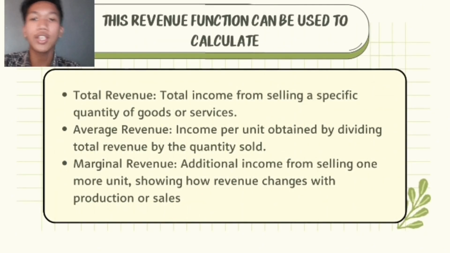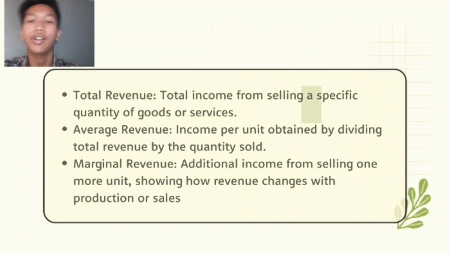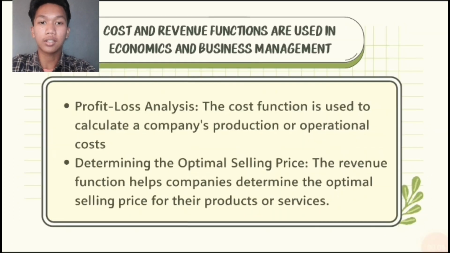This revenue function can be used to calculate number 1, total revenue, total income from selling a specific quantity of goods or services; number 2, average revenue, the income per unit obtained by dividing total revenue by the quantity sold; and marginal revenue, additional income from selling one more unit, showing how revenue changes with production or sales. Cost and revenue functions are used in economics and business management.